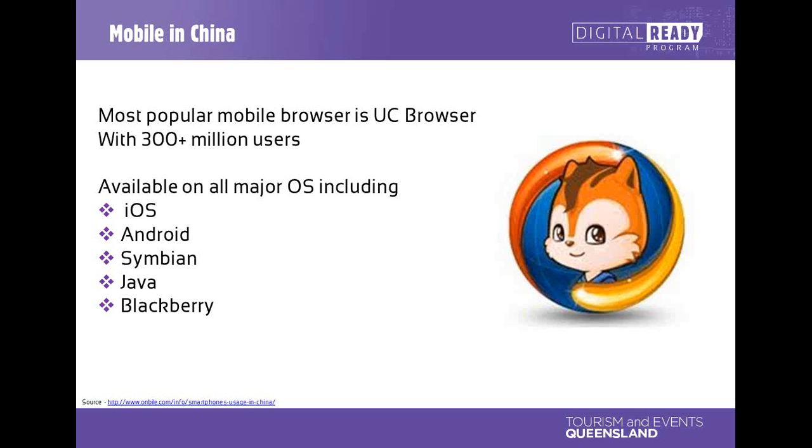So that's why in this case there's 300 million users that use UC browser. So what am I saying here? Make sure that when you do build your mobile site that it's compatible with this UC browser and other browsers as well, but just mainly this one. Your operating systems on iPhones and your Androids, they are all available to be used through this UC browser. So just bear that in mind when you are looking at building your website and your mobile site for the Chinese market.